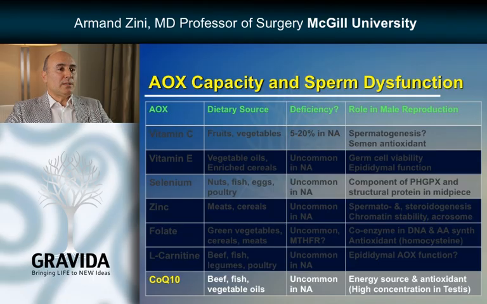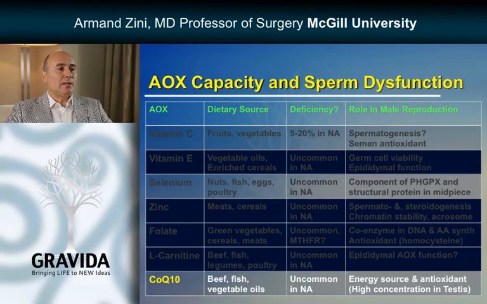A more recent component has been evaluated, coenzyme Q10. This has been looked at as an energy source and as an antioxidant. We know that there are high concentrations of coenzyme Q10 in the testis, so we believe that there may be a role in spermatogenesis and perhaps as an antioxidant.